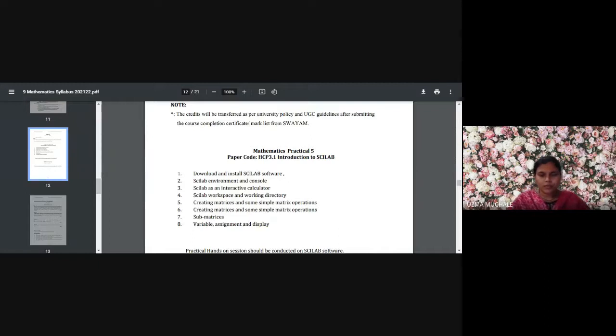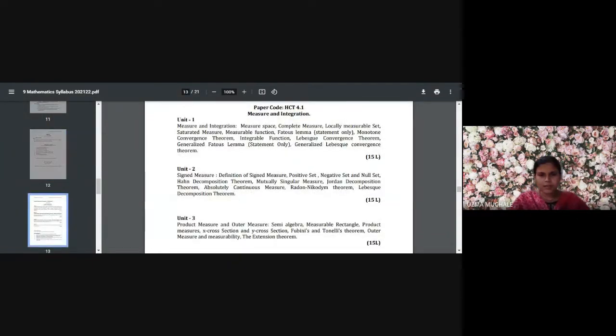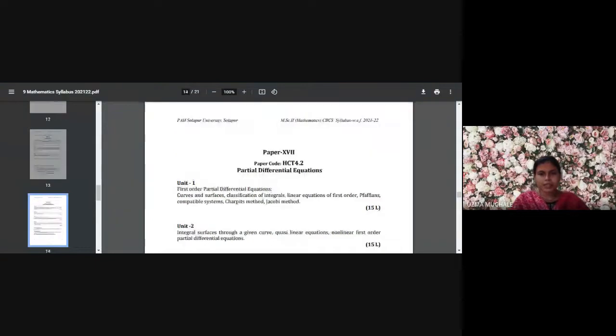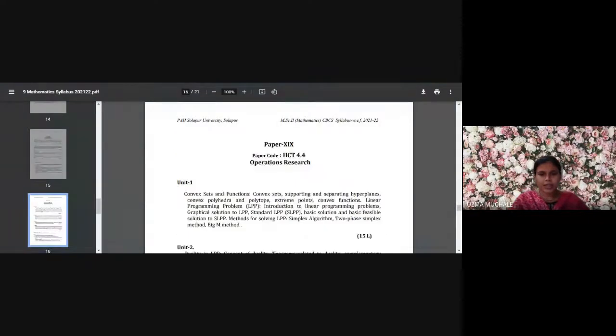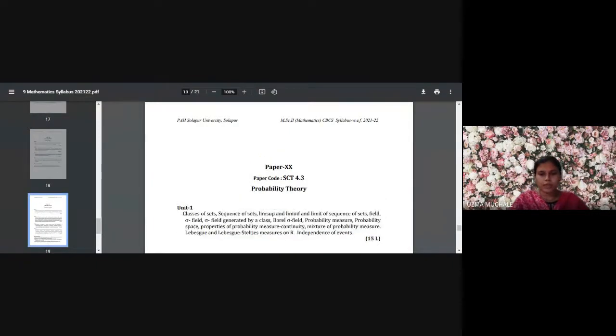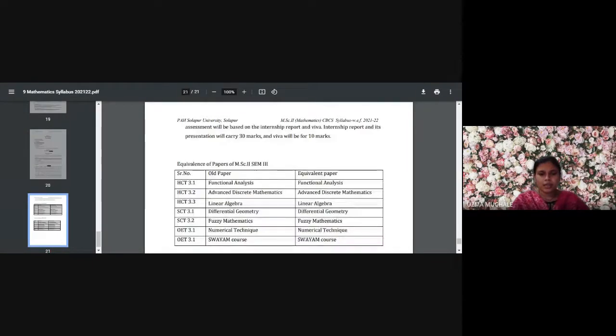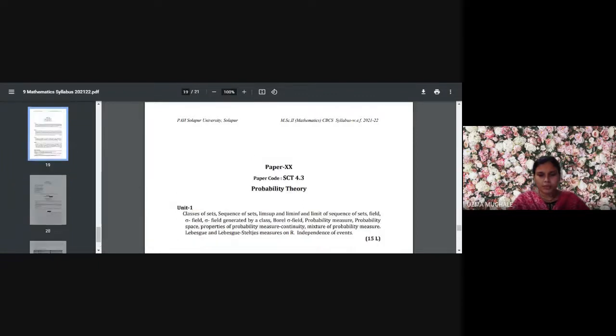We have to first see how to download Scilab and what the interface of Scilab is, how the console works, how to calculate things, how to download these, and some things like how to type matrices. These types of things we are going to see in Scilab. The next is the fourth semester papers, that is this one: Measure and Integration, PDE, Integral Equation, Operation Research, Numerical Analysis. This is the optional one, Lattice and Probability Theory, and the next is Advanced Scilab. Okay, so combined we have these two semesters.